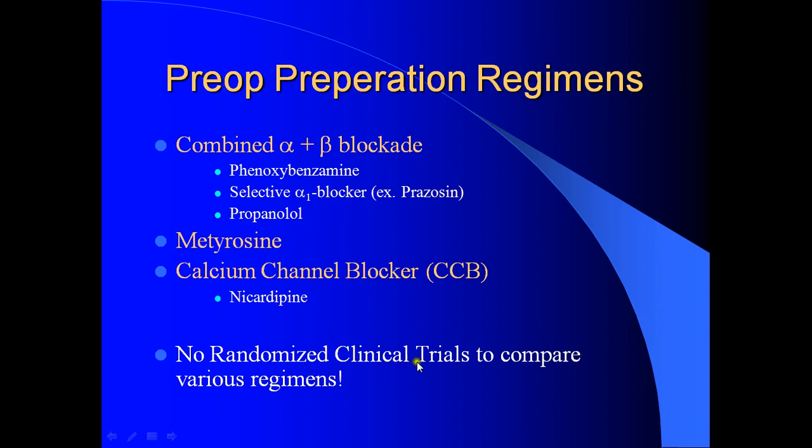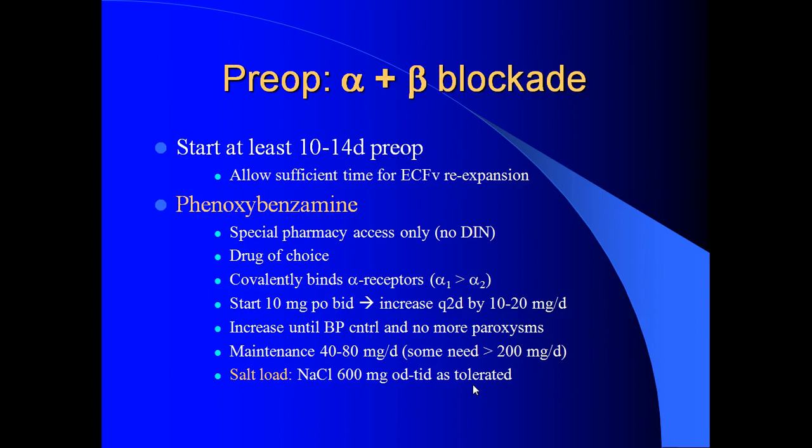Other drugs which can be given are metyrosine, nicardipine. No randomized clinical trials have been done to compare various regimens, and the reason is that the number of patients is not that high. So how you do it, you start at least 10 to 14 days pre-op. So at least 2 weeks before, you have to start the treatment, and you have to allow sufficient time for extracellular volume re-expansion. When you give these drugs, then the ECF might shrink. So let it come back to its normal quantity. So you have to give it for 10 to 14 days before the surgery.